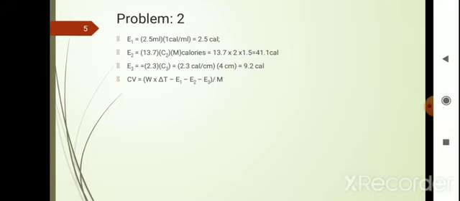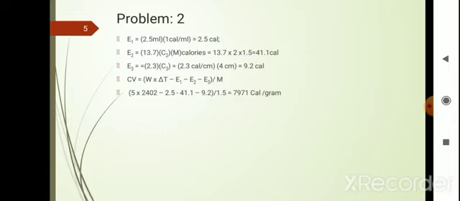Now directly we have this equation, that is calorific value is W, water equivalent or heat capacity of calorimeter, into delta T minus all the error corrections calculated, minus E1 minus E2 minus E3, divided by M. Let's substitute here, so that will be 5 into 2402 water equivalent, minus 2.5 minus 41.1 minus 9.2, divided by mass of the sample tested, that is 1.5.